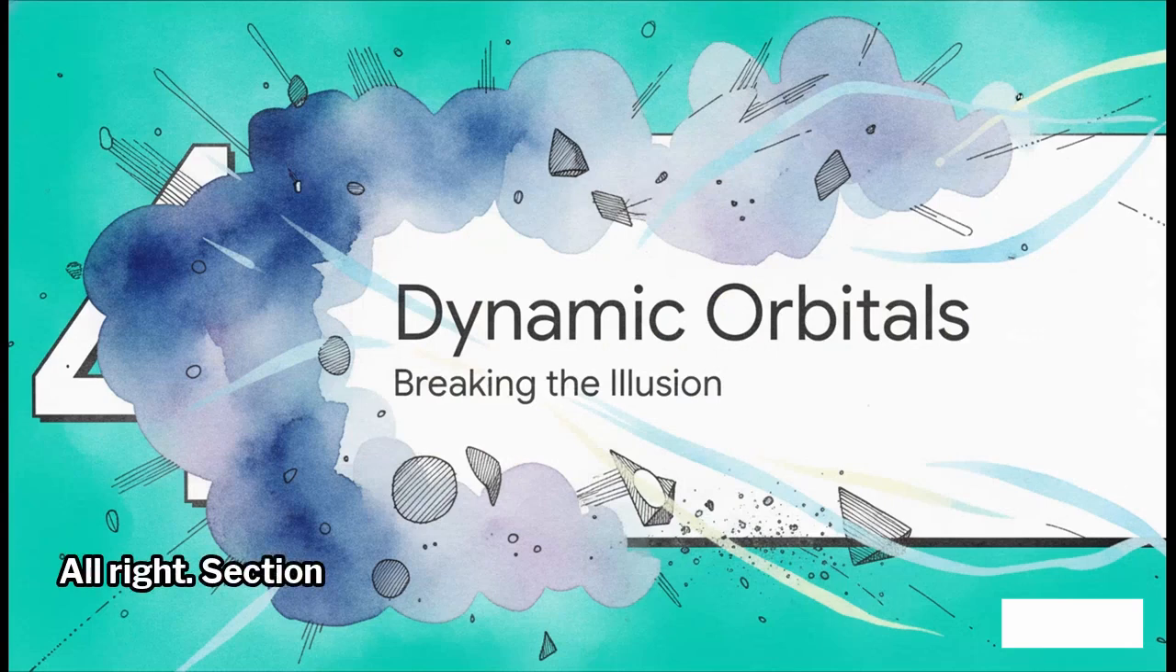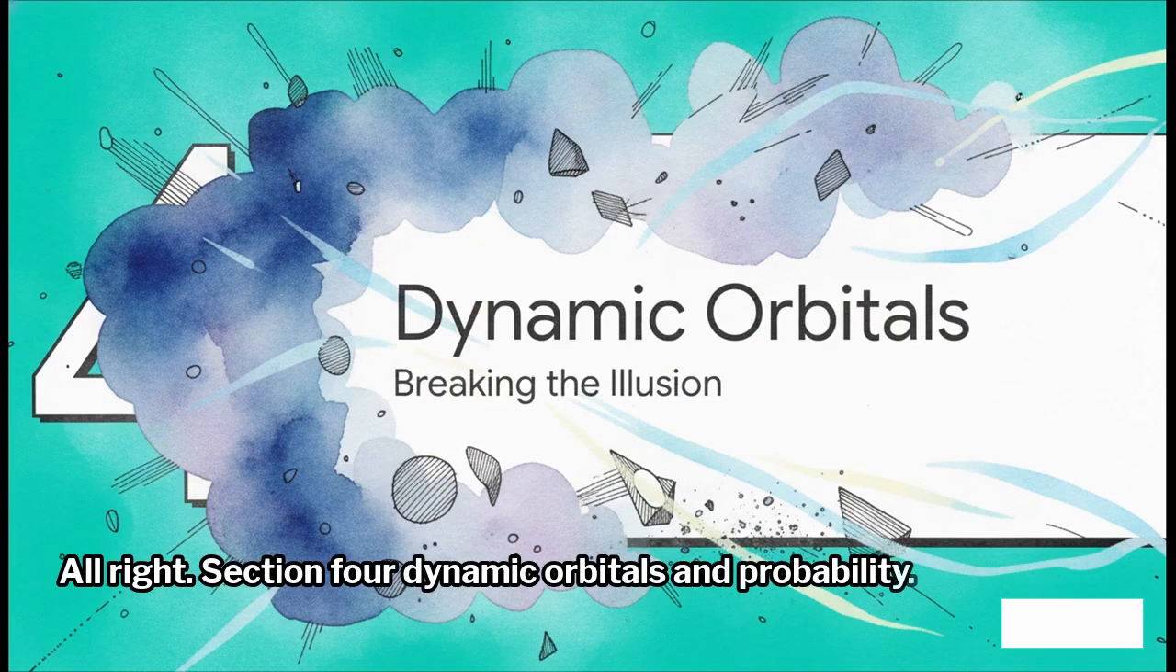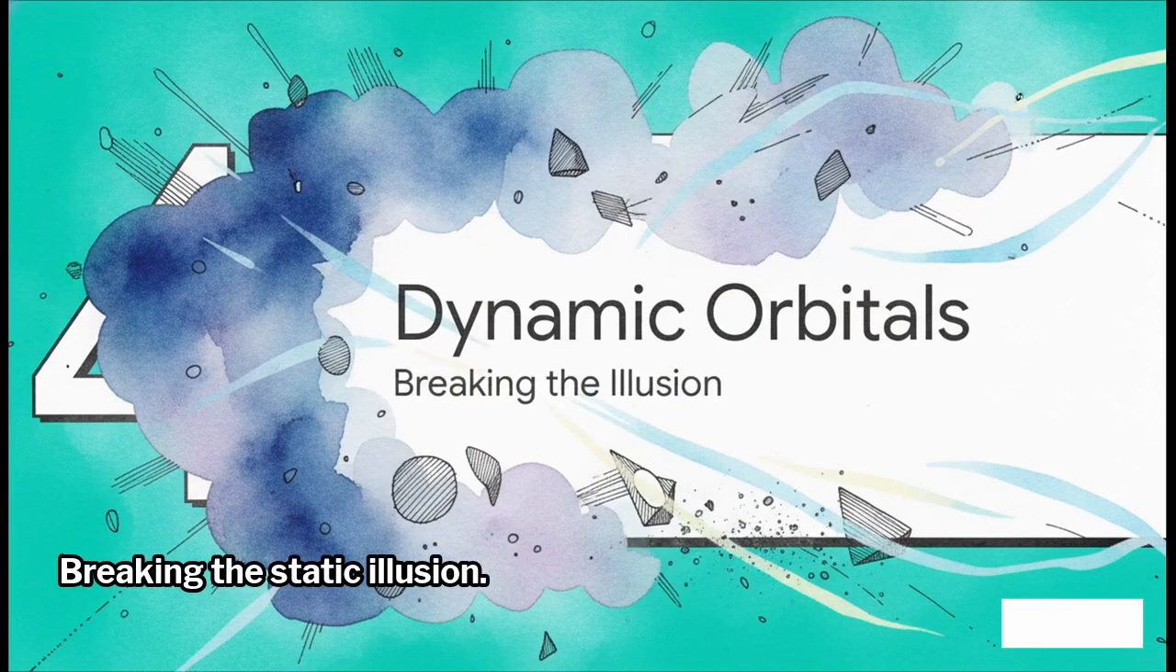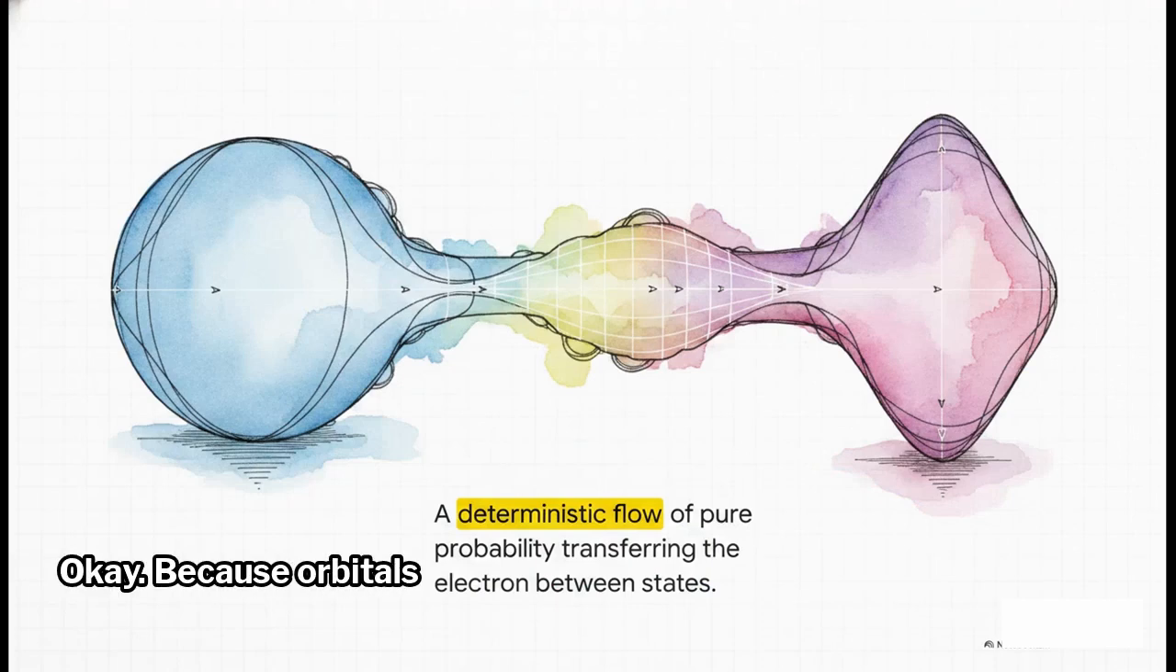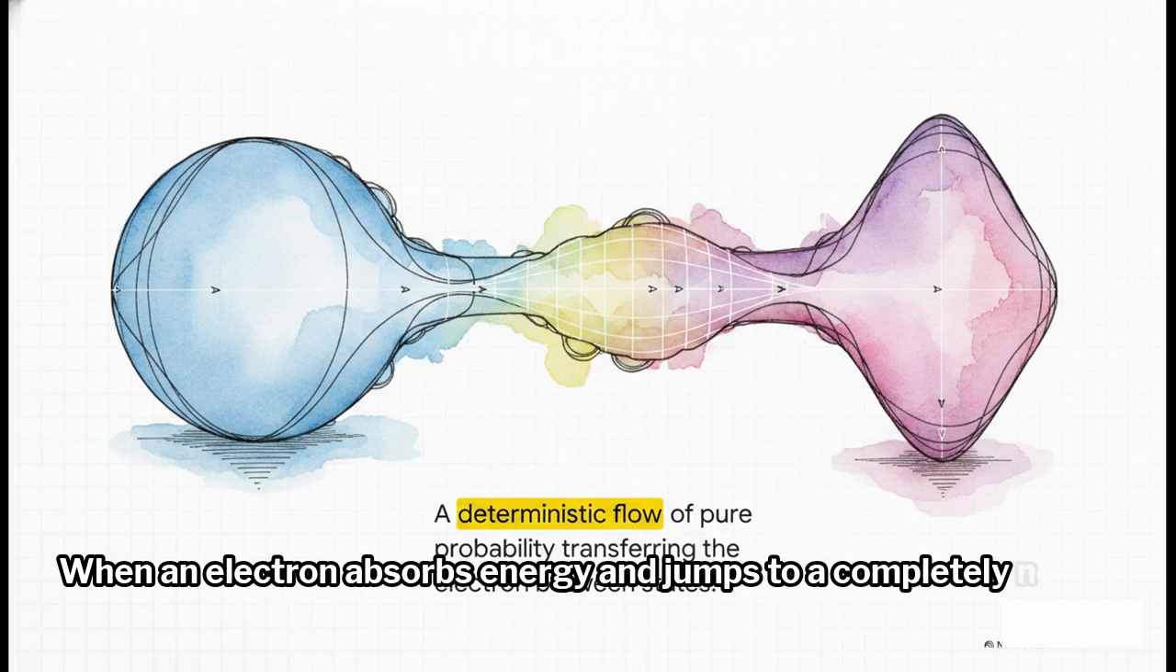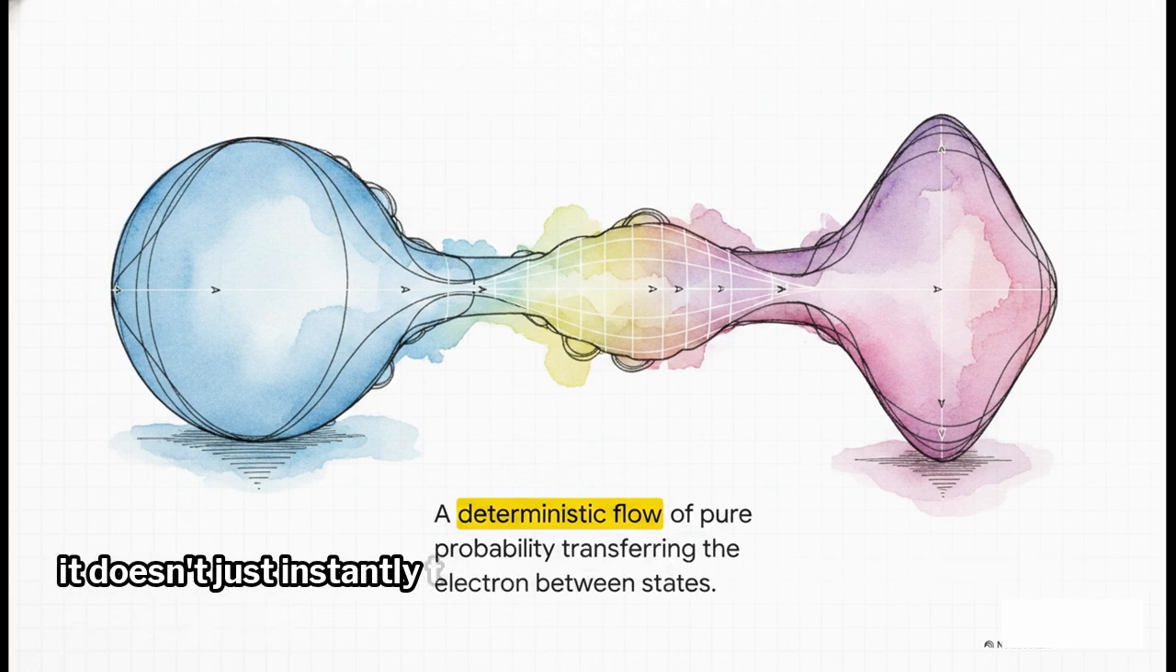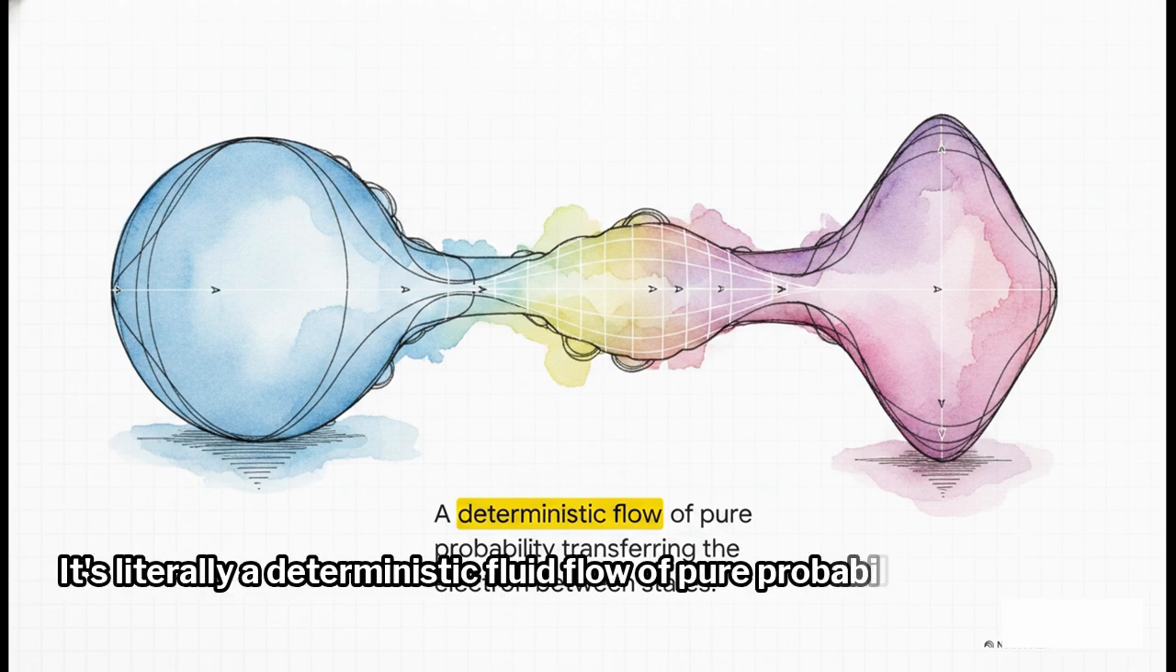All right, Section 4, Dynamic Orbitals and Probability. Breaking the static illusion. Because orbitals are these dynamic, living states of probability, we really have to talk about how electrons move between them. When an electron absorbs energy and jumps to a completely new quantum state, it doesn't just instantly teleport like magic. Because quantum probability is conserved, the probability actually flows through space, morphing from one geometry into the next. We call this a probability current. It's literally a deterministic fluid flow of pure probability.